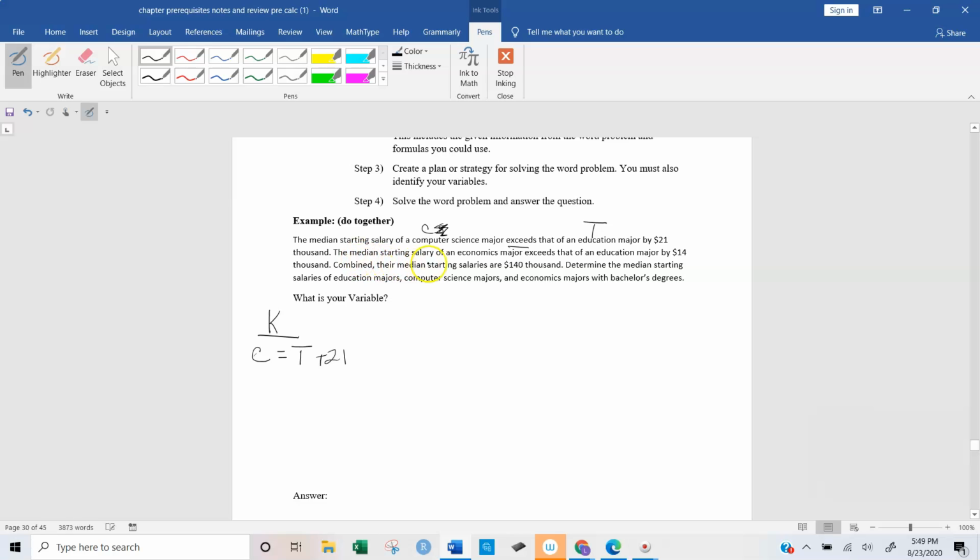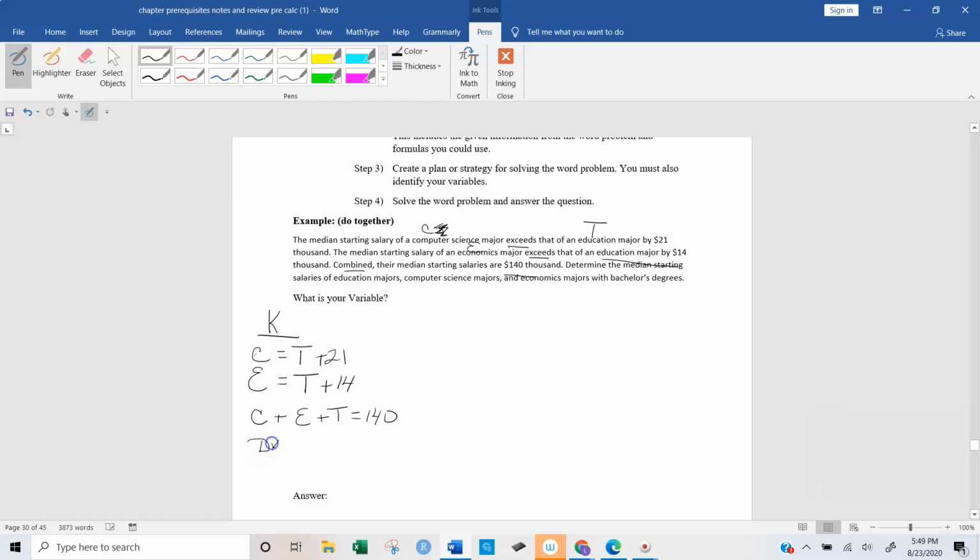Sentence 2, the median starting salary of an economics major, so let's let him be E, exceeds, I know I'm adding, of an education major again by 14. So I know an economics major, if I take a teacher's salary and I add 14,000 to it, that's how much he makes. Combined, so that means all 3 of them, their median starting salaries are 140,000. So that means if I take the computer science major, the economics major, and the teacher, I should get 140,000. Okay. Now, it says I want to find the salaries of everybody.